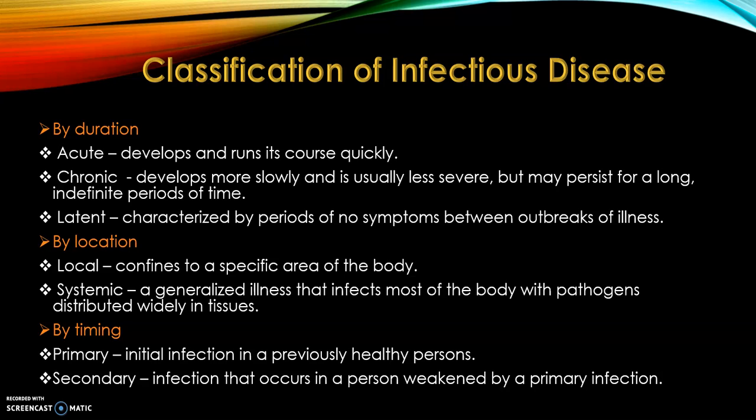Second, by location. Location is divided into two, local and systemic. Local confines to a specific area of the body, whereas systemic is a generalized illness that infects most of the body with pathogen distributed widely in tissue. Third, by timing, primary and secondary. Primary is the initial infection in a previously healthy person, and secondary is an infection that occurs in a person weakened by a primary infection.